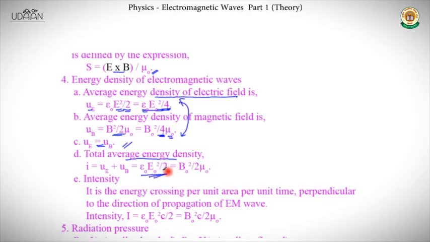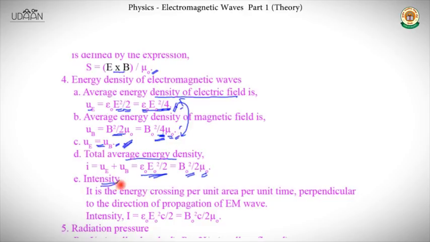You know how this came, because it was epsilon naught E naught square by 4, and because of this relation UE equals UB, this also became equal to this. So just multiply this by 2. It is epsilon naught E naught square by 2, which is also equal to B naught square by twice mu naught, which is double of this. So the total average energy density is basically double of either the electric field or the magnetic field average energy density. Because of this relation, both are equal, so you can multiply any one by 2. Right. So basically the sum of these two would be twice of any one of them.